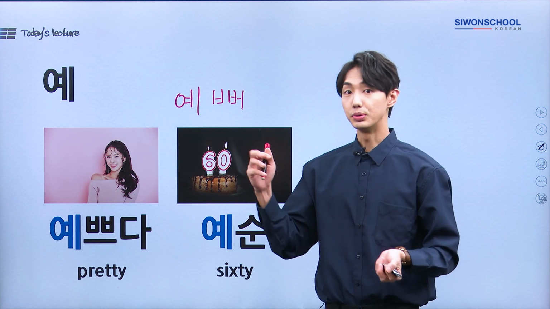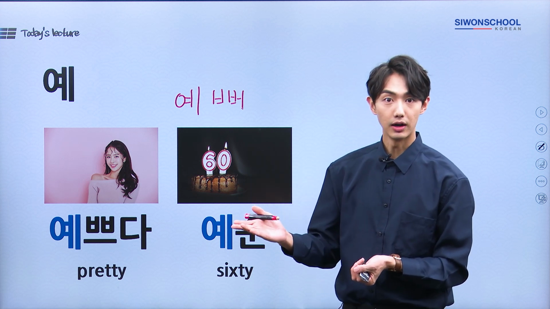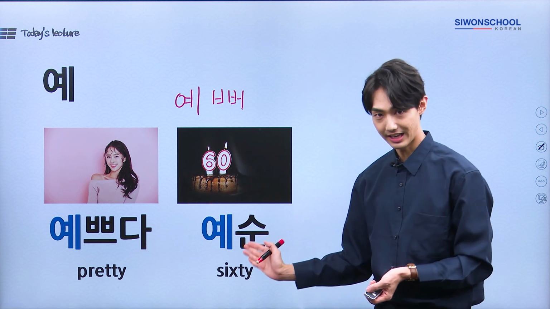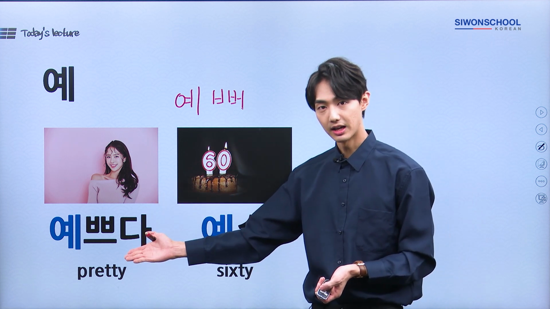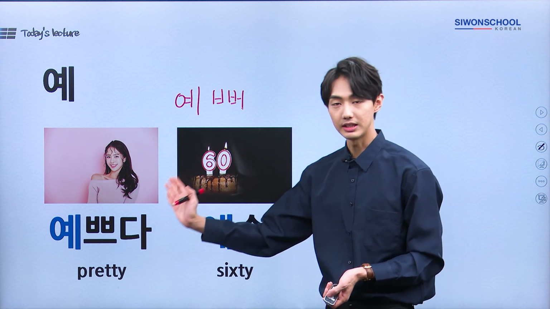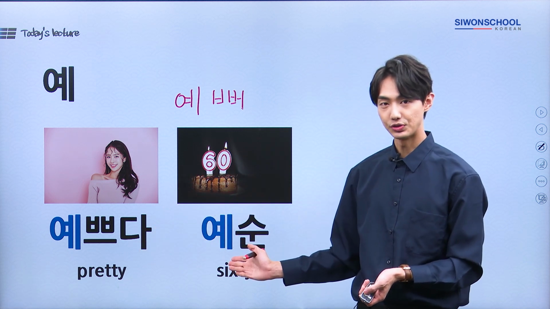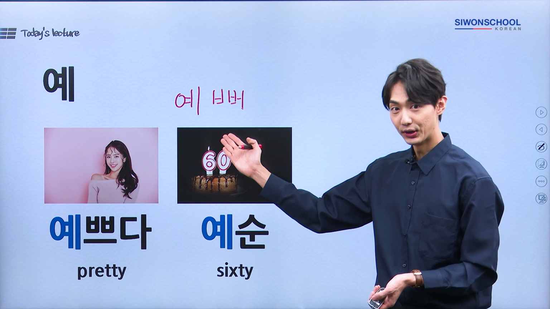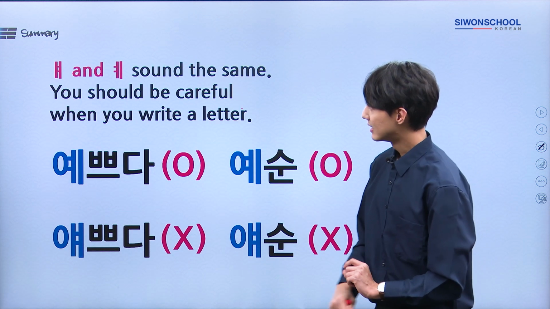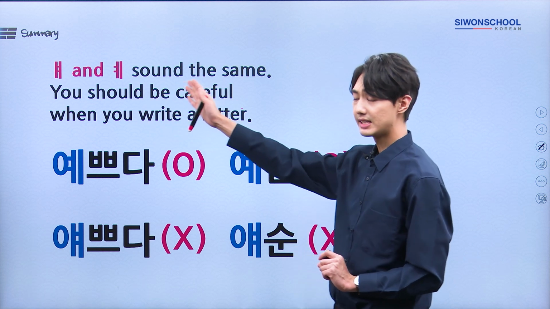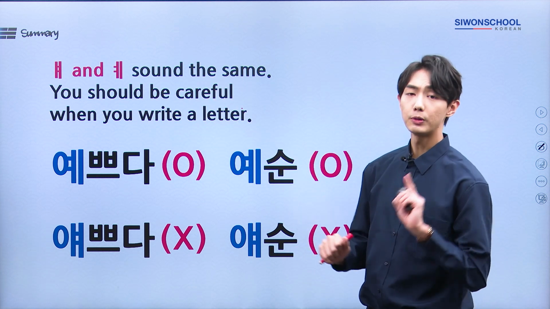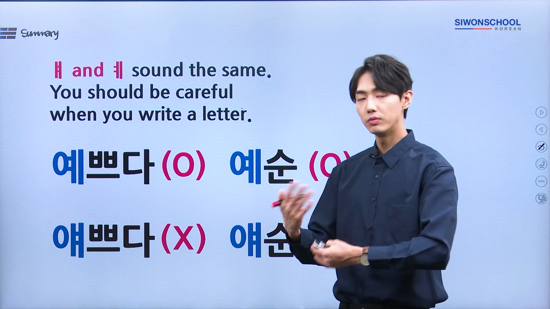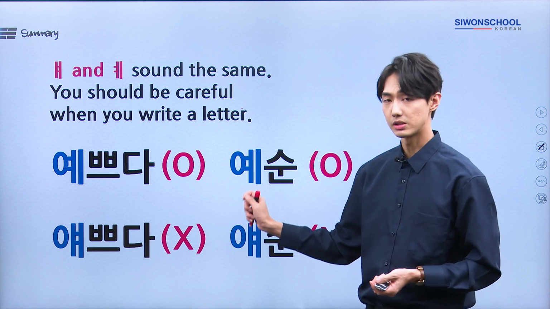Or, like some pretty girl walks by and then, oh, 예쁘다. It's actually okay. Alright? So, 예쁘다 and 예순. Repeat after me. 예쁘다. 예순. 예뻐. Good job. Next one. So, 예 and 예 sound the same. I told you. You should be careful when you write a letter. This is more focused on the verbal side, but you can later practice the spelling.